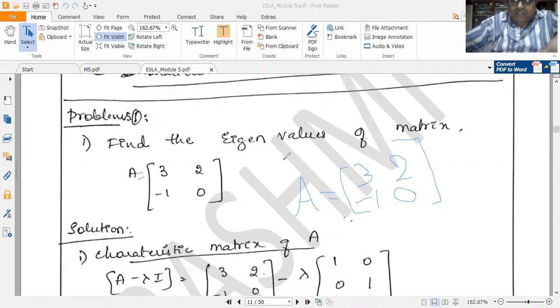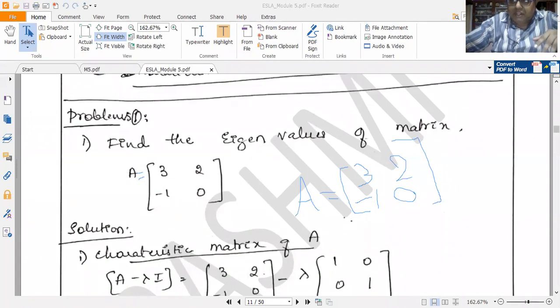So again, repeating the problem that we are going to solve, I am going to find the eigenvalues of the matrix A equal to 3, 2, minus 1, 0. Here the equal sign was missing, so I have repeated it with the equal sign. As given in the data, A is equal to 3, 2, minus 1, 0. It is a 2 cross 2 matrix. Computing the eigenvalues of a 2 cross 2 matrix is very, very easy.